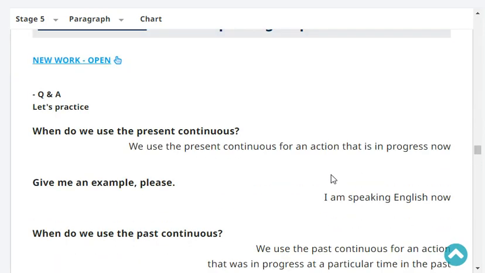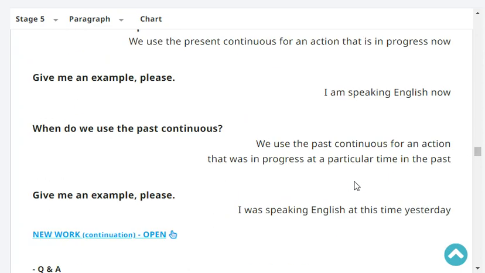When do we use the present continuous? We use the present continuous for an action that is in progress now. Give me an example, please. I am speaking English now.